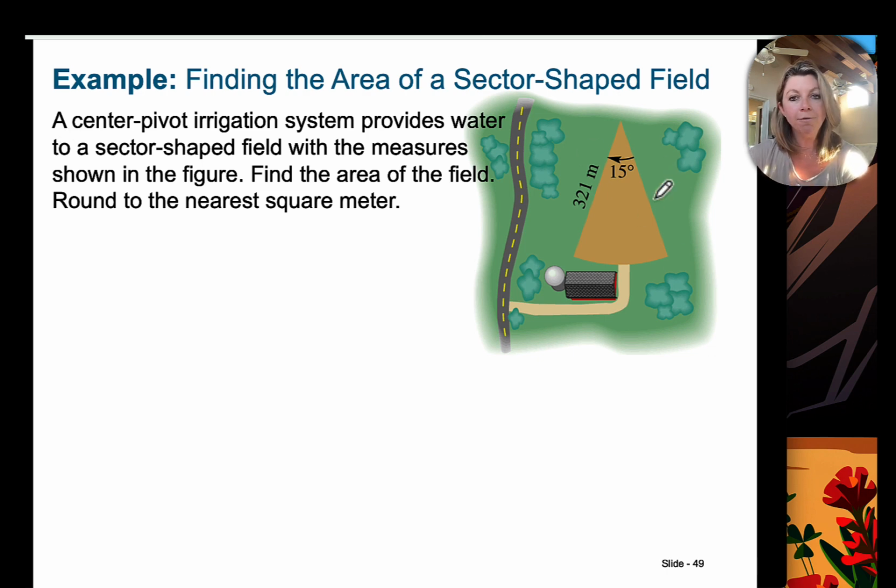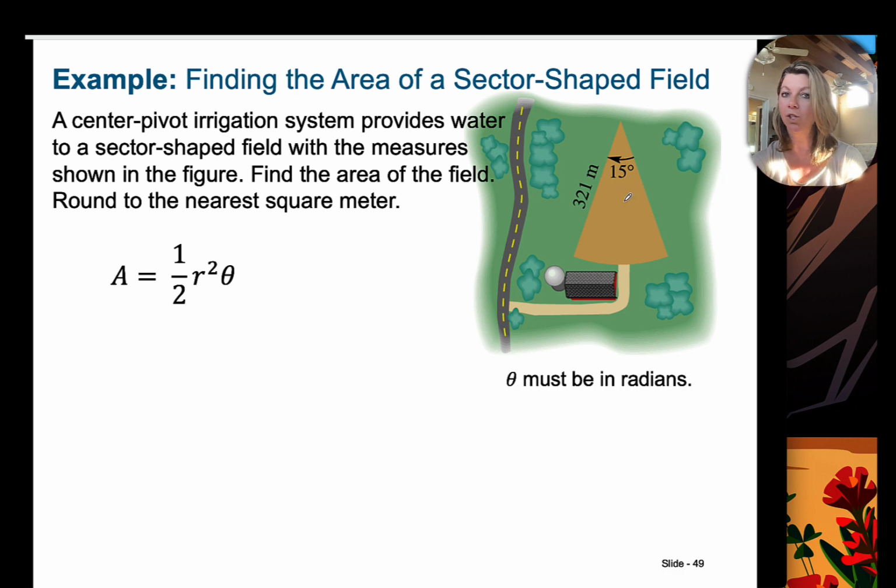Okay, so if our field were a rectangle, we'd use base times height. If our field were a square, we'd do side squared. If our field was a triangle, we would use 1/2 base times height. But the shape of our field is a sector. So we're going to use the area equals 1/2 r squared theta. Looks like theta is given to us in degrees, so we need to switch that to radians. Let's do that conversion here.